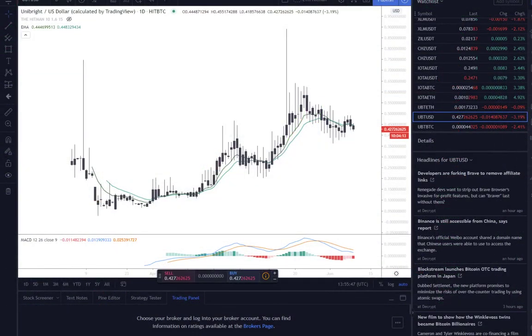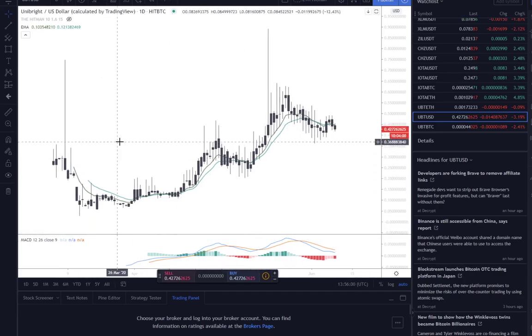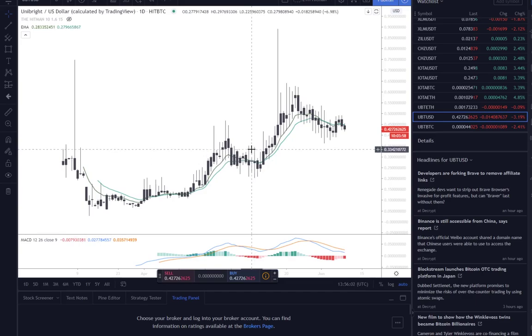Here on TradingView we are looking at Unibright against US dollar. This is the HitBTC chart. It goes back to, when do we go back to here? Around the beginning of March of 2020, which is this year. And you can see we have had a fair bit of price action. There are quite a lot of wicks on the daily here, showing that each day it has been fairly volatile, but eventually creating its own trend line and moving up and down as it should do.